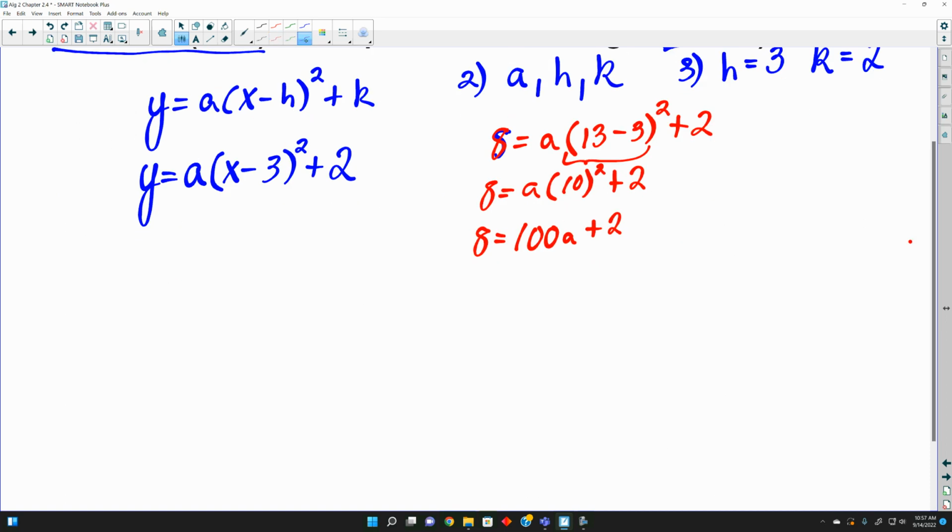What would we do next? We would subtract 2 from both sides. 8 minus 2 is 6, is equal to 100a. And last but not least, we would divide by 100.